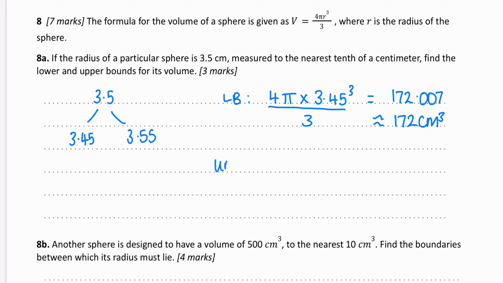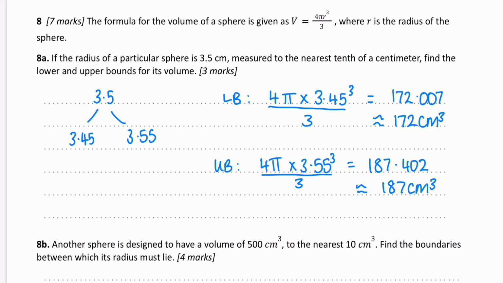And then my upper bound, this time I'm using my upper radius, so that's 4 pi times 3.55 cubed divided by 3. Again, if I use my calculator, that gives me 187.402, or to 3 significant figures, 187 centimeters cubed. So my lower bound is 172, and my upper bound is 187.